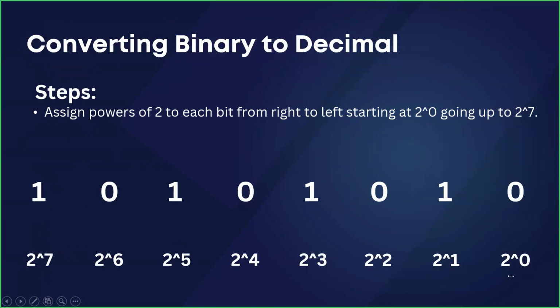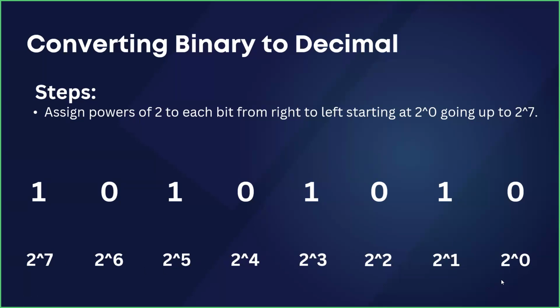So the rightmost bit has 2 power 0 under it. Then you have 2 power 1, 2 power 2, 2 power 3, 2 power 4, 2 power 5, 2 power 6, and 2 power 7. So from right to left, you assign the powers of 2 from 2 power 0 all the way up to 2 power 7. Okay.